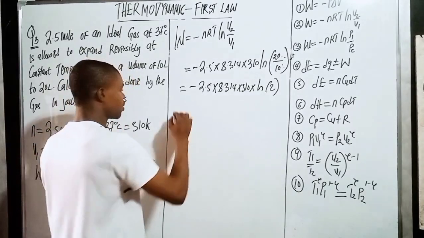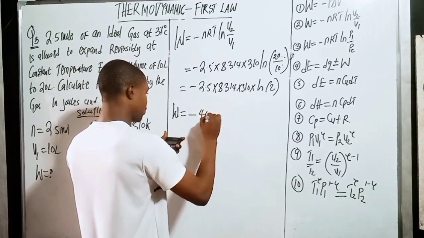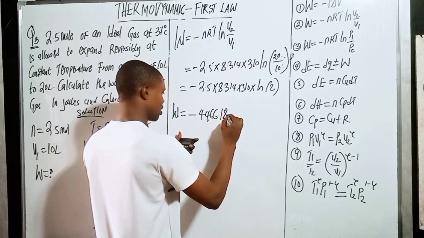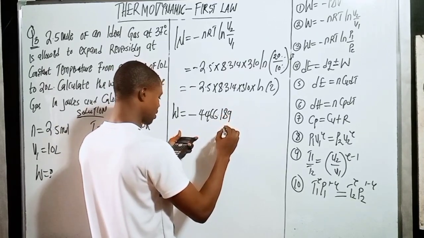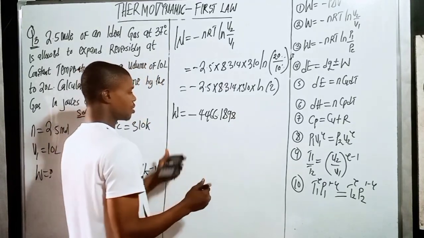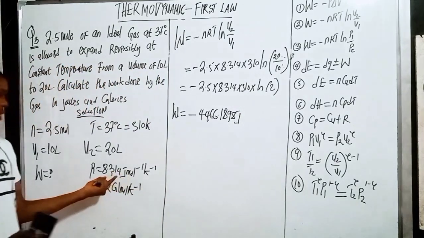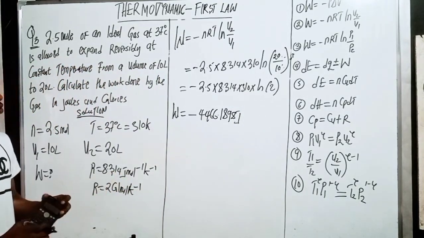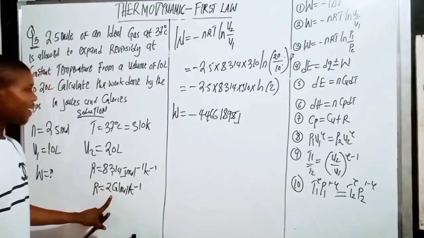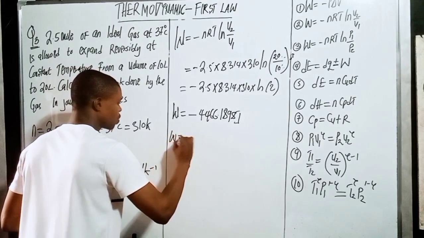So here our W is equal to minus 4,466.189, right? It's 1898 joules. And it will be in joules because I'm using the first one here, joules, right? So now, if I want to convert to calories, I can use 2 calories here. So if I want to convert to calories, it's going to be W equals to what?